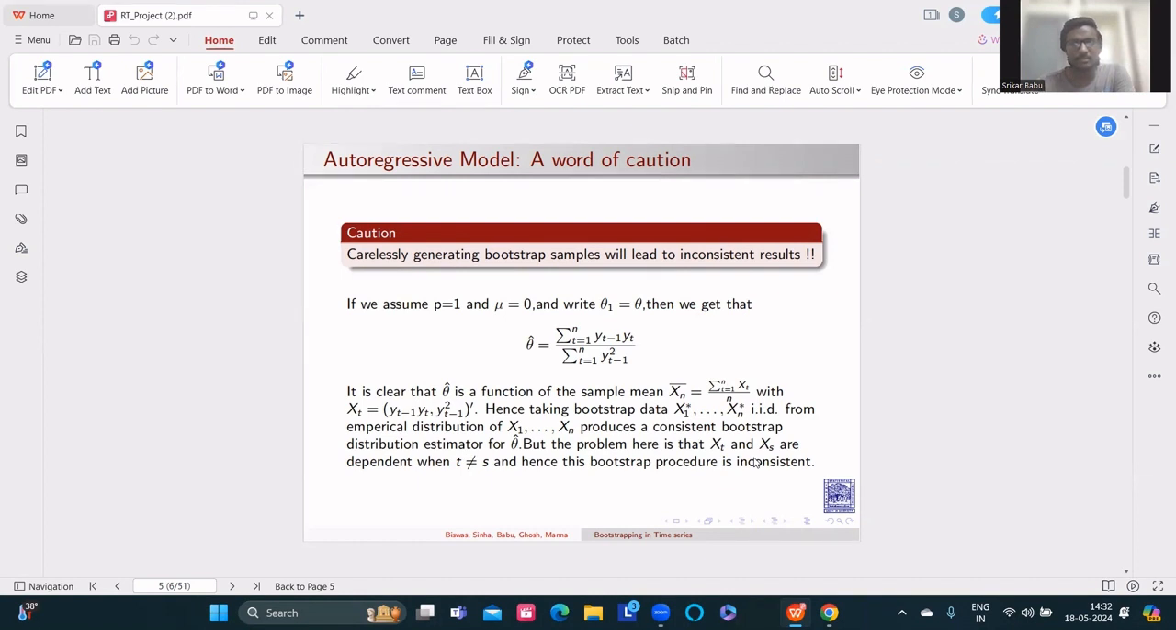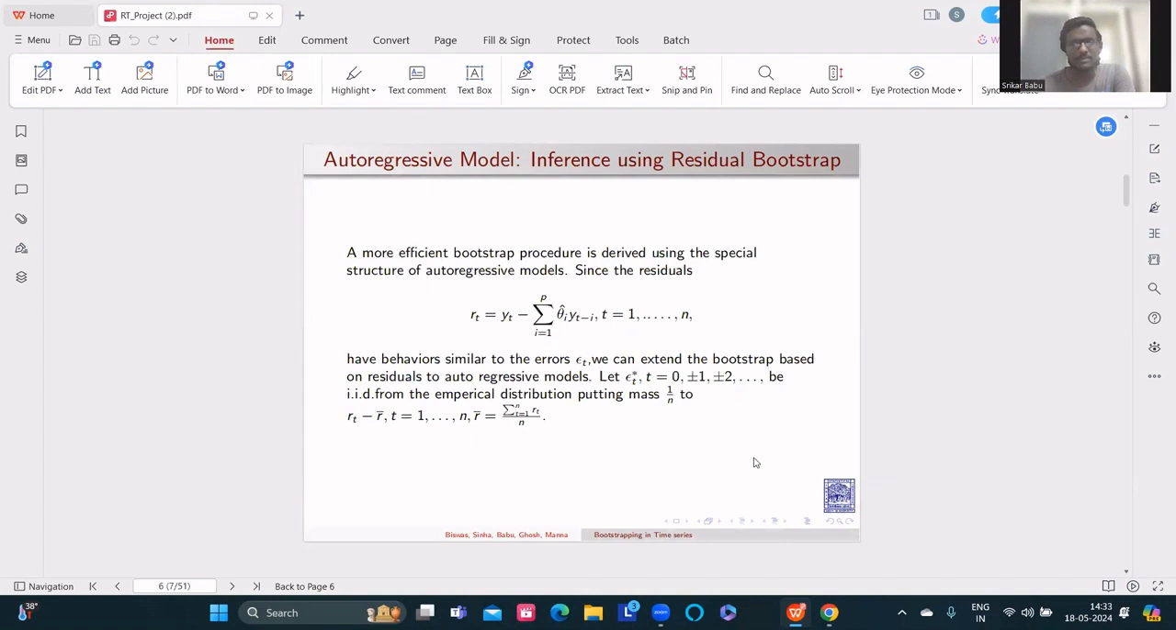Hence, by taking bootstrap data IID from empirical distribution of these xi's, we can arrive at a consistent bootstrap distribution estimator for theta hat. But the problem here is that these xi's are dependent, meaning that xt and xs are dependent when t is not equal to s, and hence the bootstrap procedure will not be consistent. So a more efficient bootstrap procedure is derived using the special structure of autoregressive models.